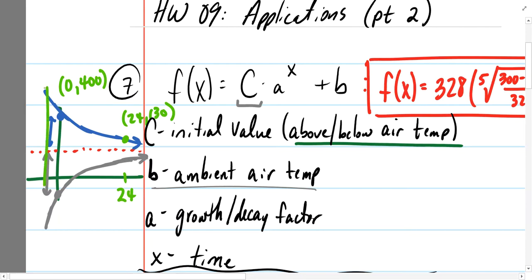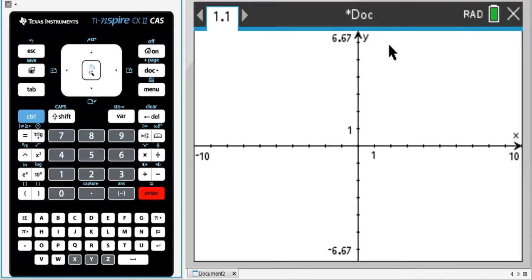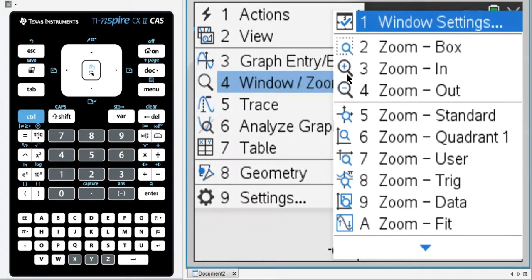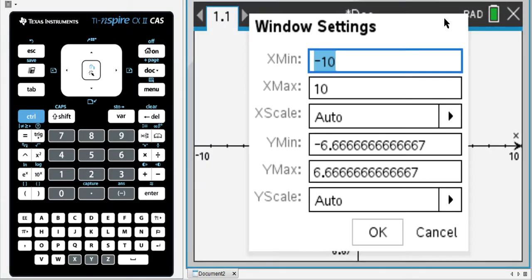So what we need to do is create a window on our calculator that's going to capture those two data points. And there's also another one here at 5 minutes. We had a temperature of 300, but if we can capture the first and the last data point, then the one in the middle should be accounted for as well. So let's set up a window that'll make that happen. I think I'd like to go from, say, -3 to +30 on the x-axis. So we'll go to our menu button and choose Window Zoom and adjust our window settings.